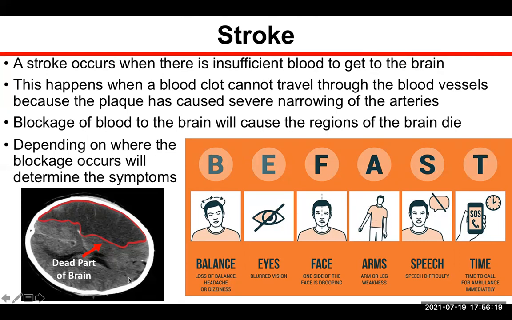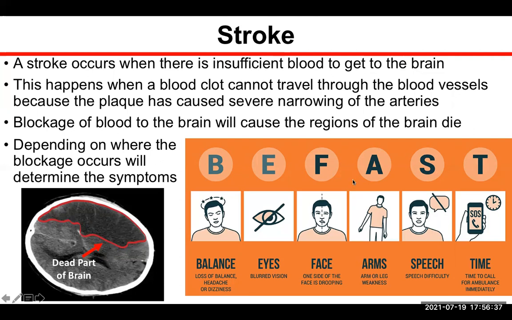And then the left side of the brain is what mainly controls your speech. And so this patient here obviously has a lot of cell death because they're no longer getting blood to this region of the brain. So more than likely they cannot speak anymore.